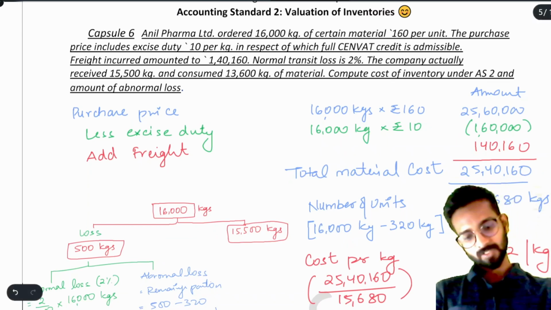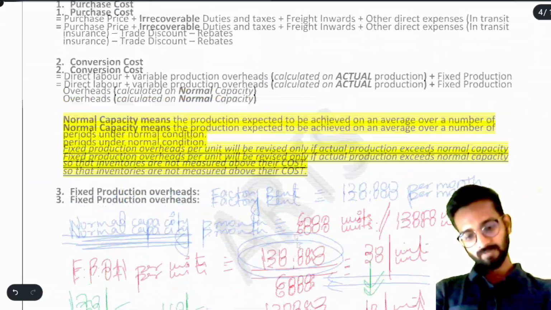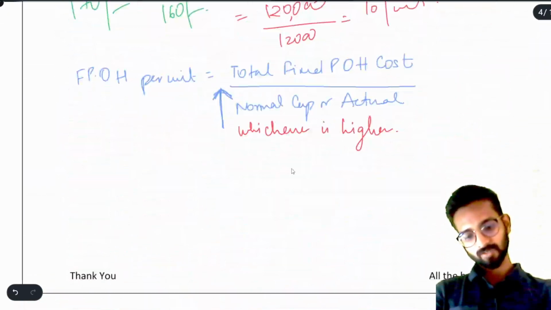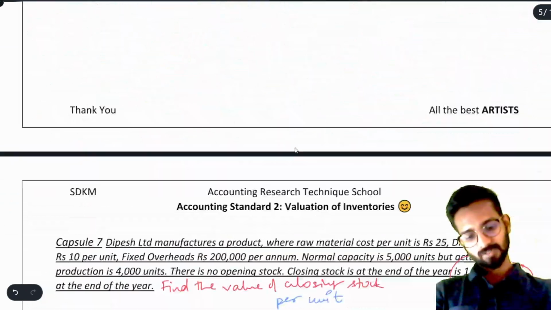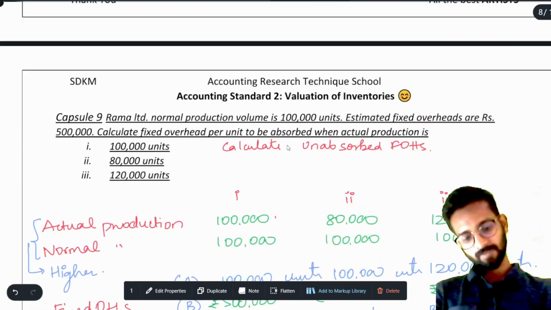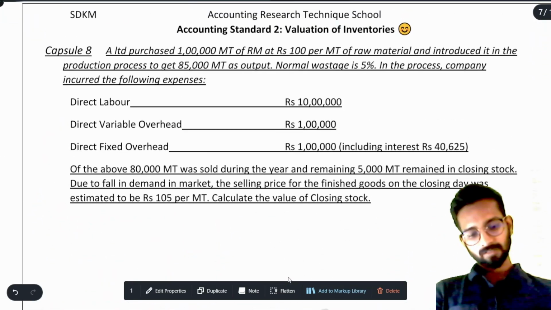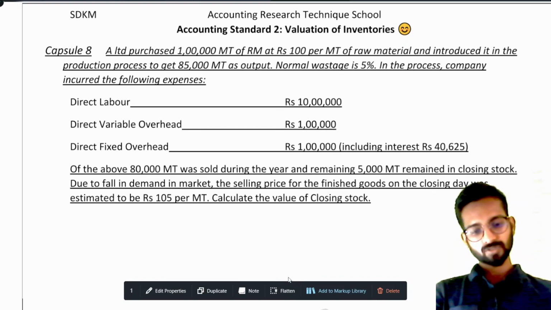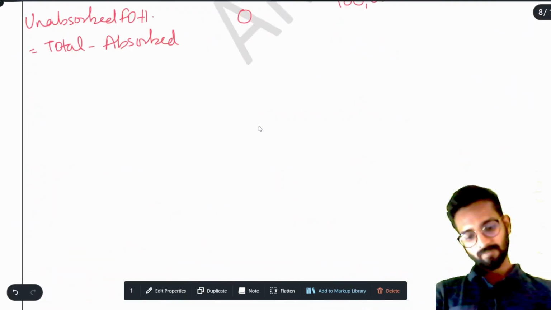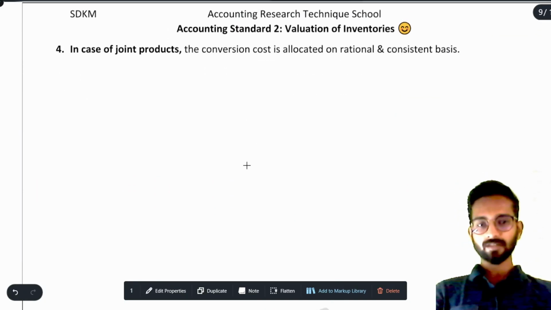Okay, this was our capsule number 6. We have learnt fixed production overhead, purchase cost, conversion. Capsule 6 Anil Pharma, 7 Dipesh Limited, and then we have solved 9 also. From capsule number 8, this is also a question which includes so much of part, just like the previous question we have solved, and then we will move to the next topic of joint products. That we will see in the next part.